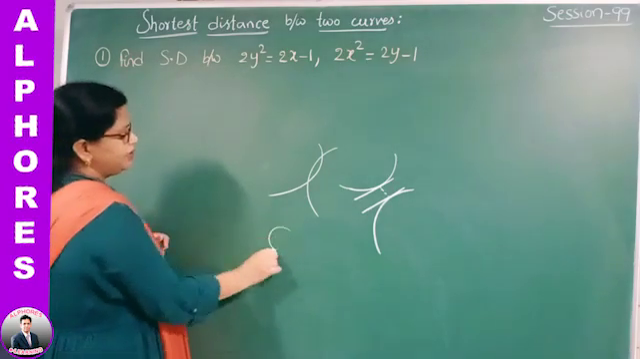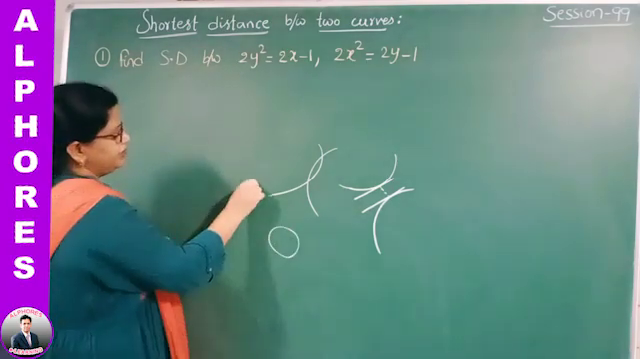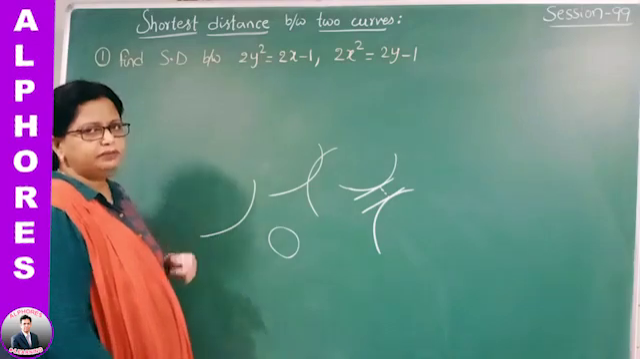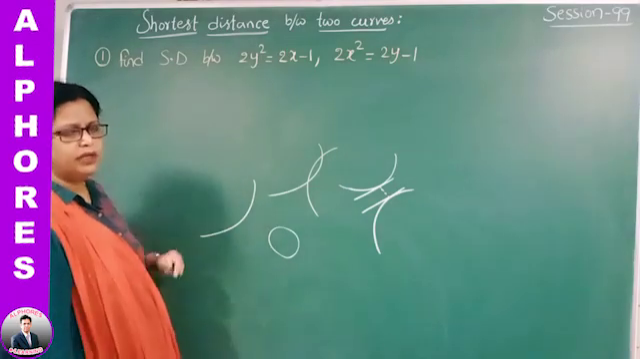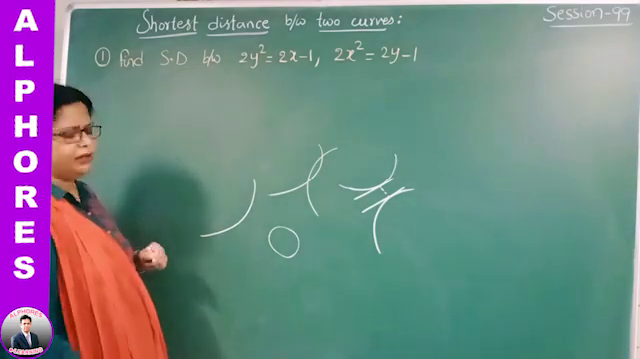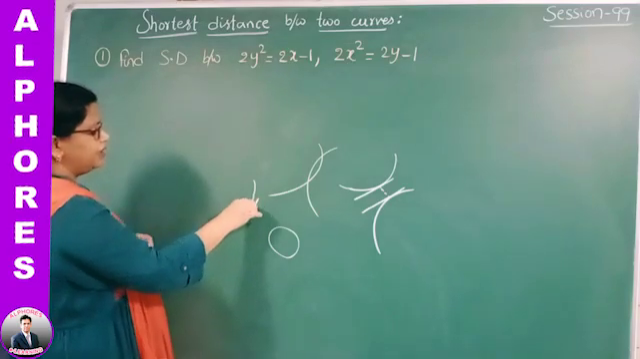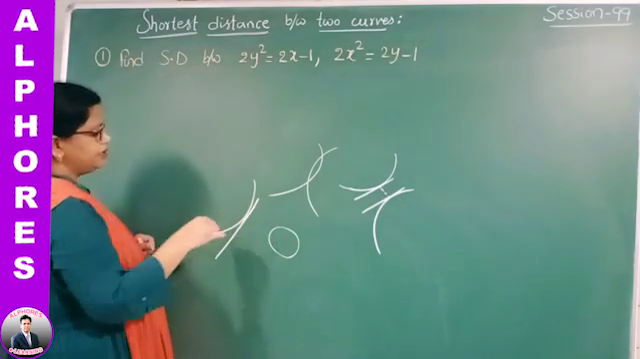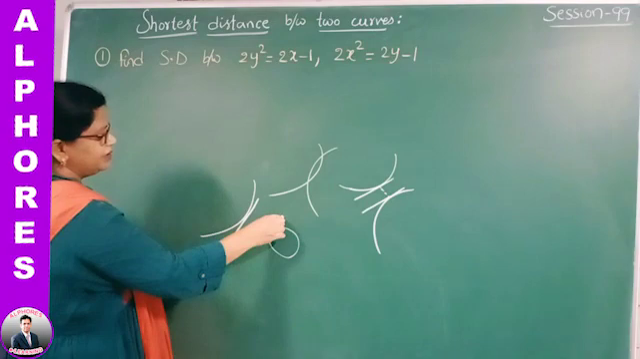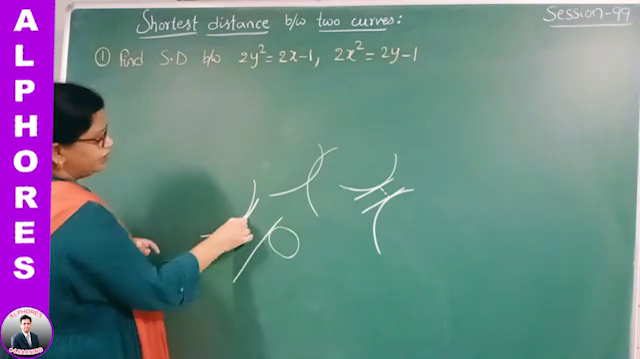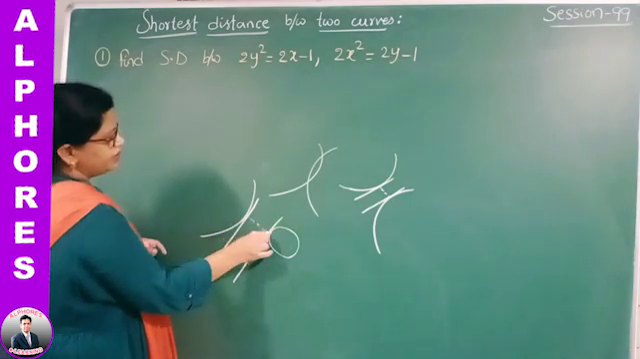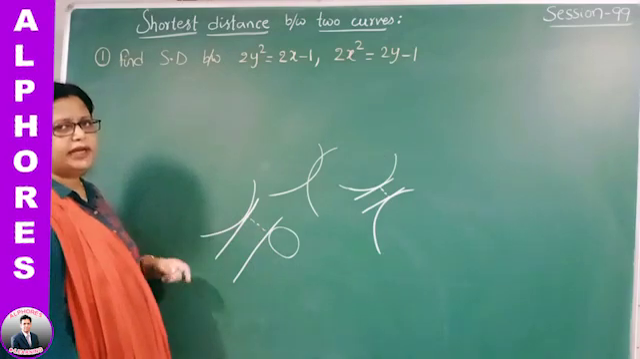Suppose you take one as a circle here and this one as a parabola, then again we want the shortest distance between these two, circle and parabola. Then again we want to take the help of tangents here. So this is the tangent drawn and this one is the tangent drawn to this one. Then this distance is exactly the shortest distance between circle and parabola.